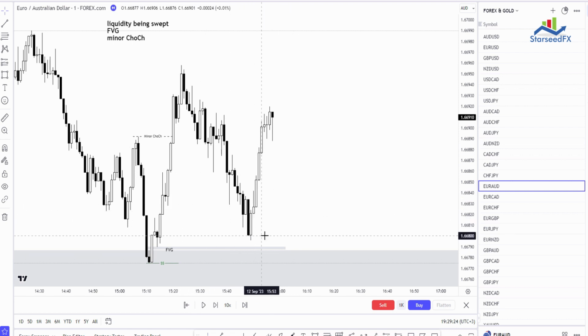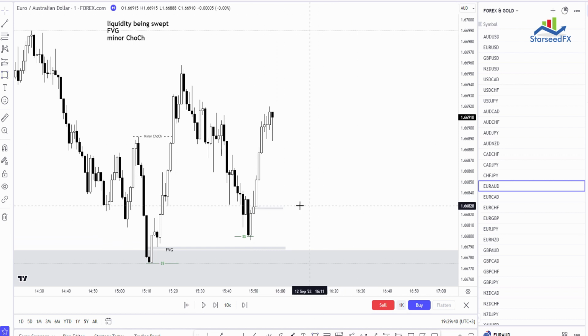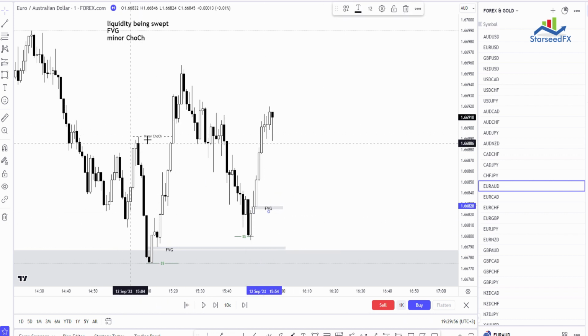Look at this setup. We have a liquidity being swept over here. Okay, that's good. And we have another fair value gap over here. Just extend it a little bit to the top. Okay, over here, fair value gap. And we have already got our minor choke.